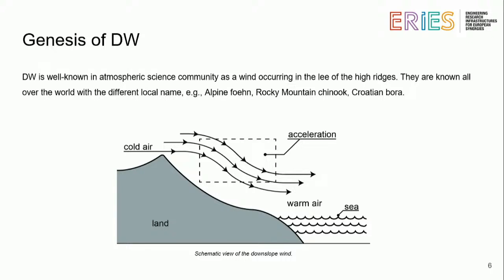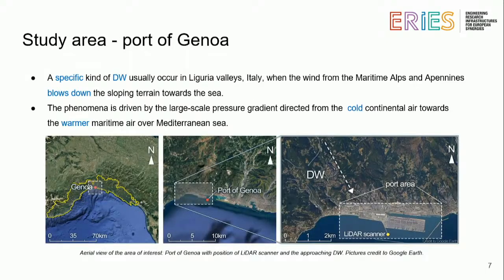It's a very well-known wind in atmospheric sciences. It's known as the wind that blows in the lee of high ridges. And all over the globe, it's known by different local names like Alpine Foehn and the Bora, which is one of the most famous ones, at least in Europe. And this wind, Bora, is occurring in coastal Croatia and parts of Italy, and it can disturb port work in Trieste.